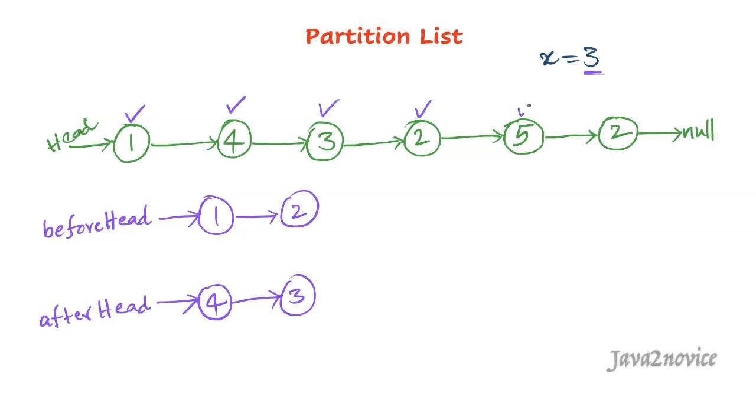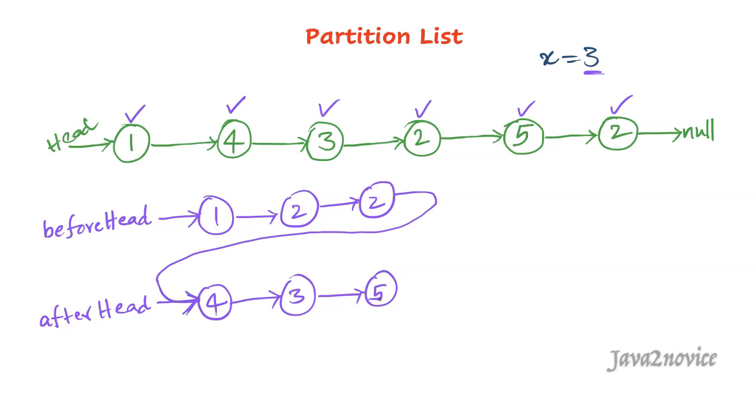The next node value is 5, which is greater than x value, so it must be with after head. The next node value is 2, which is less than x, less than 3, so it must be with before head reference. We are done with all the nodes. Now we will join these two linked lists together. So this node's next reference will be pointing to after head reference, and this node's next reference will be pointing to null. This is the expected list, partitioned as expected.